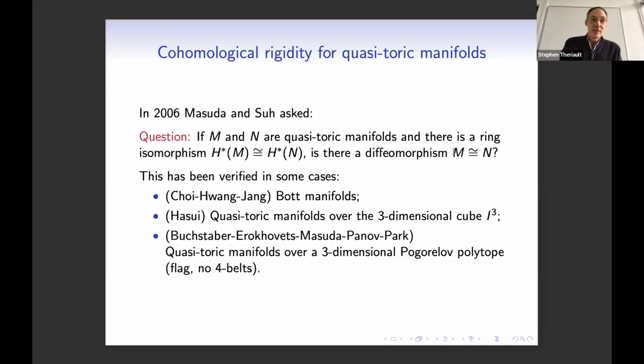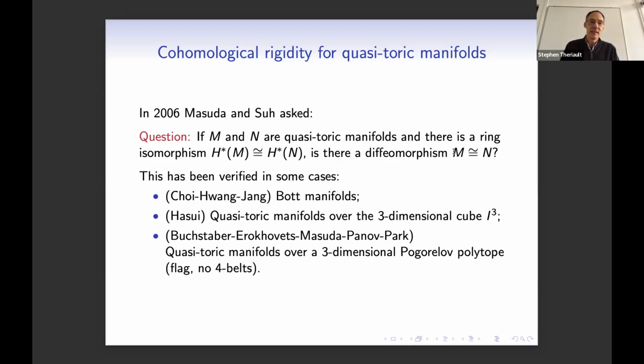So recently, I already mentioned that Choi, Huang, and Zhang showed that Bott manifolds satisfy this. So they're cohomologically rigid. And this was the culmination of maybe 15 years worth of work on the part of Choi and a whole lot of collaborators. I won't name them all, but there were many people involved with this. In a slightly different direction, Suyama showed that quasi-toric manifolds over the three-dimensional cube satisfy rigidity. And Buchstaber, Erokhovets, Masuda, Panov, and Park showed that quasi-toric manifolds over a three-dimensional Pogorelov polytope also satisfy rigidity.